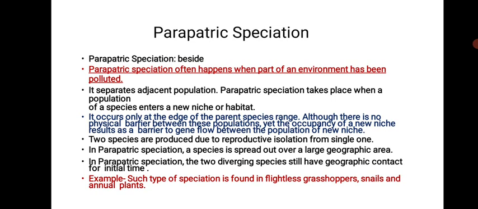In parapatric speciation, the species is spread out over a large geographic area. In parapatric speciation, the two diverging species still have geographic contact for the initial time. Such a type of speciation is found in flightless grasshoppers, snails, and annual plants.